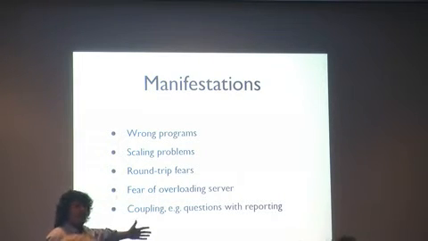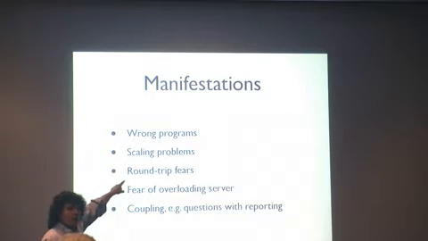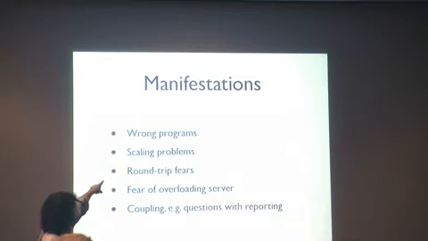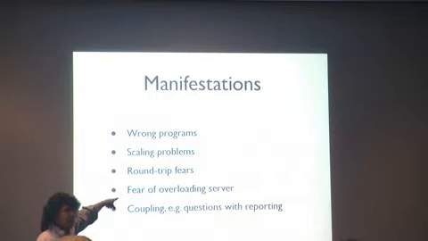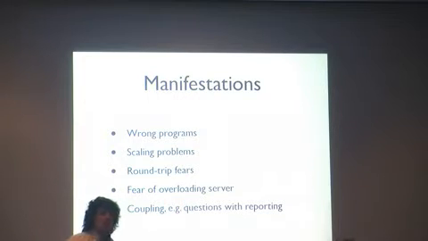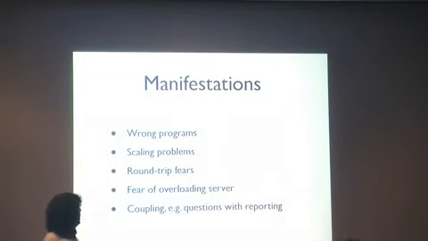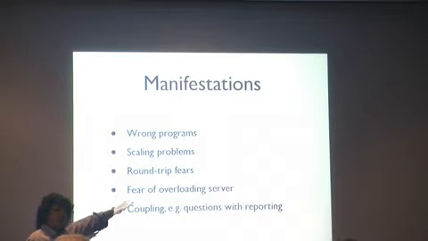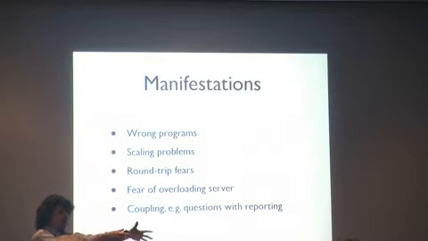So what happens? We get wrong programs. We have problems trying to scale things. We're afraid of all the round trips to the database. Ooh, I better go once and make sure I do everything I might need to do. We're afraid of overloading the server, right? Because we co-locate all this stuff. We have this big database server brain that does all this.